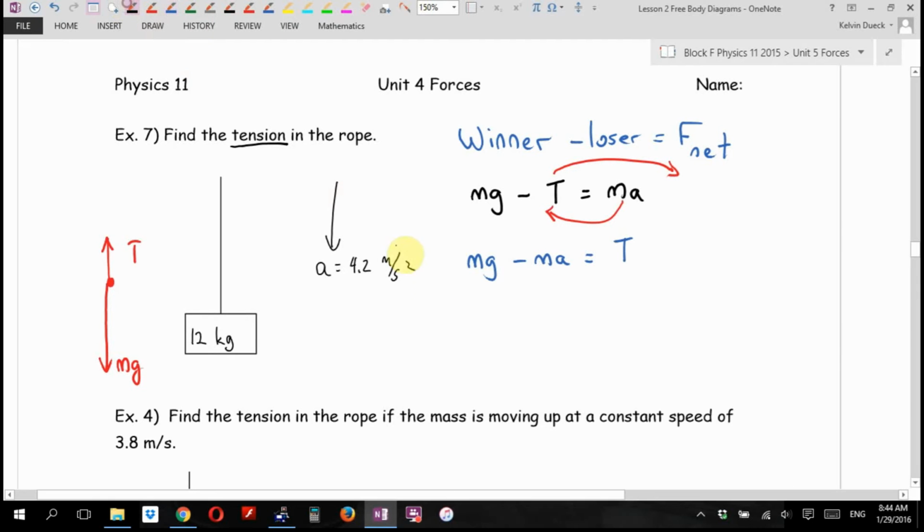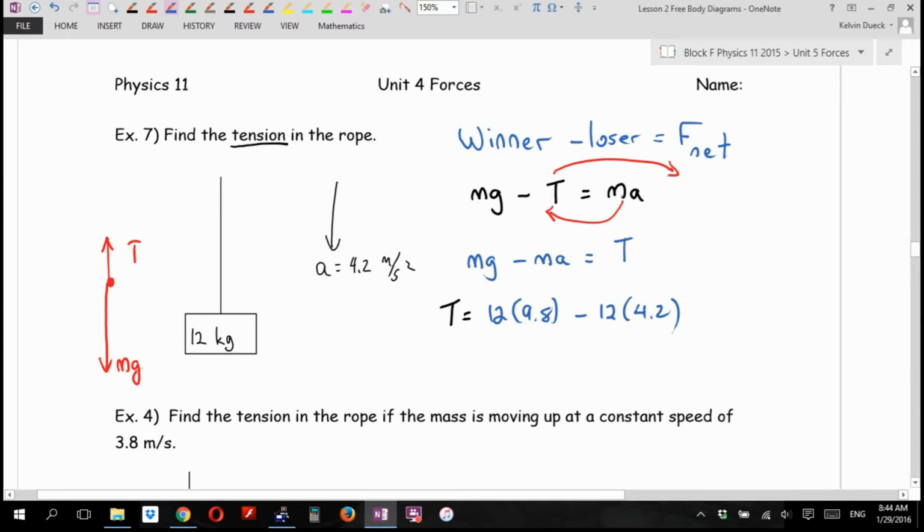Okay. Now it's plug and chug. Quickly before we go, did they tell me M in the question? Did they tell me G? I know. M, you raised it. Did they tell me A in the question? Okay. So it's going to be 12 times 9.8, take away 12 times 4.2.